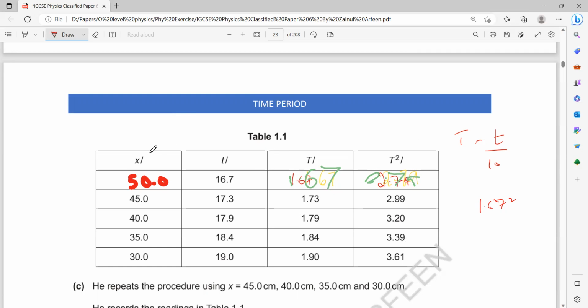Now complete the column heading. What is the unit of x? So x is in centimeter. What is the unit of time? Seconds. The unit of time square will be second square. So this will be second, and it will be second square.